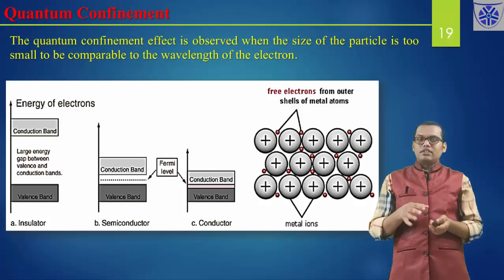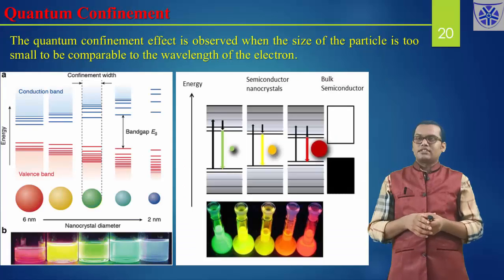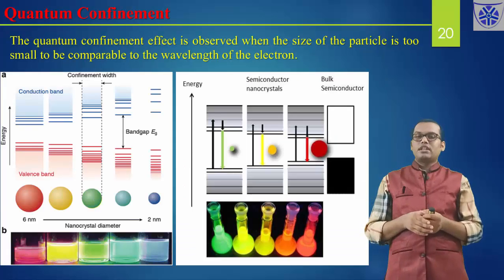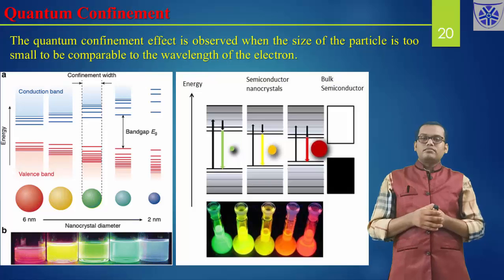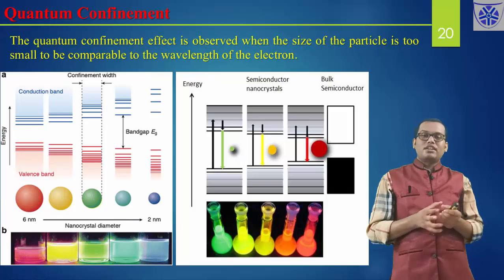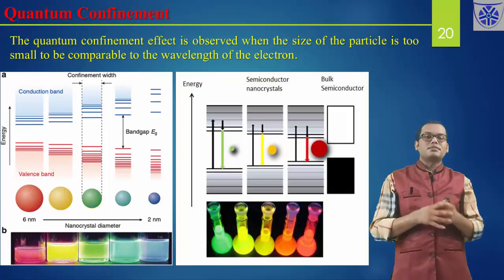Why I am telling this, you will come to know when I move to the next stage. Now, suppose I give an example for the nanomaterials: how gold shows different colors when you make different sizes of the nanomaterial.